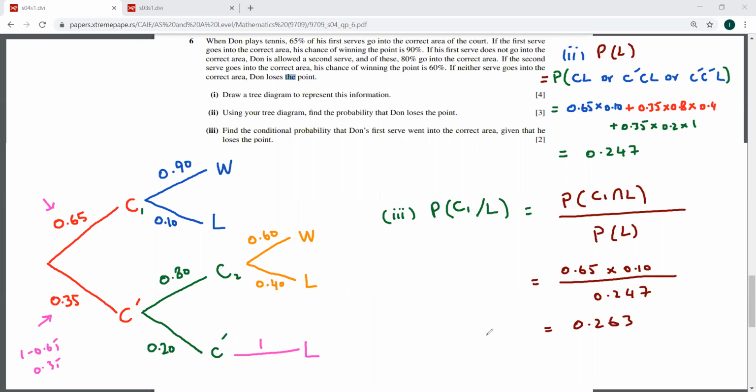0.263. So that is how you solve this question, children. Okay, you got it? Hmm? Okay.